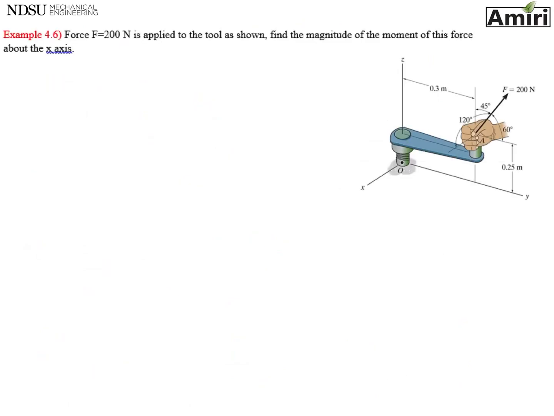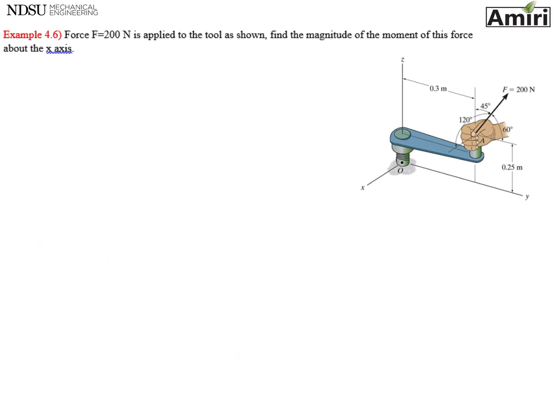All right, so let's move on to the next one, a little bit more complicated. Force F with a magnitude of 200 newtons is applied to the tool as shown. Find the magnitude of the moment of this force about axis X.